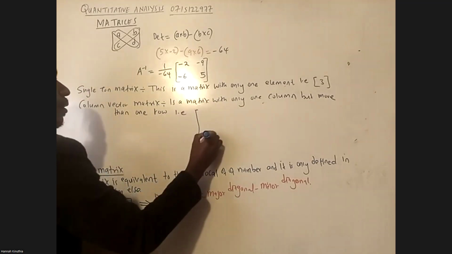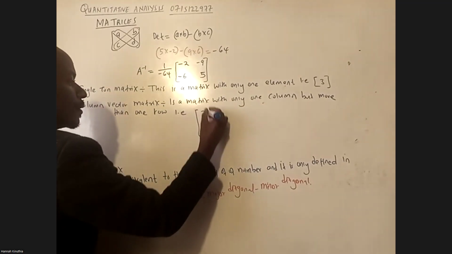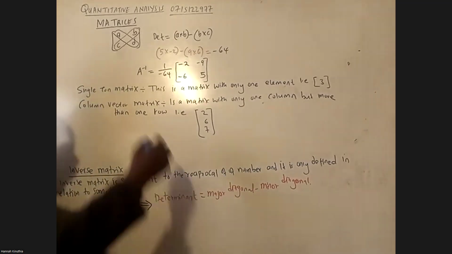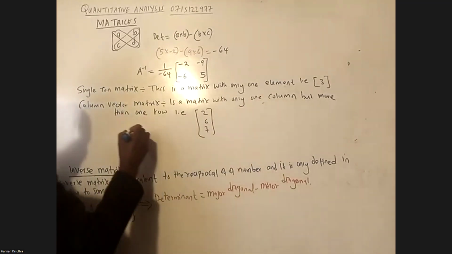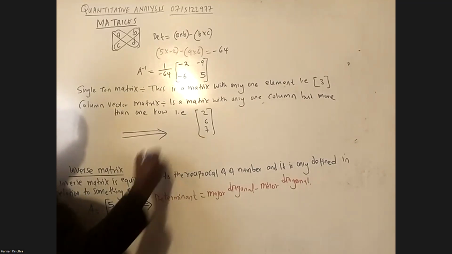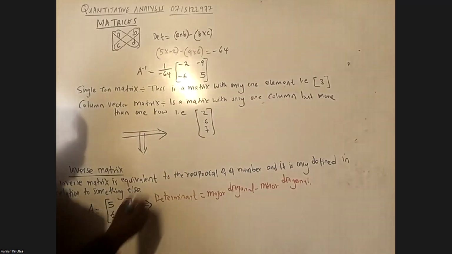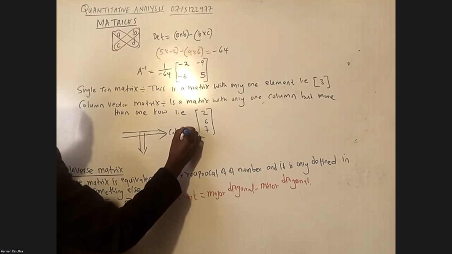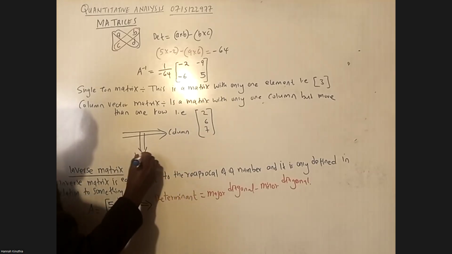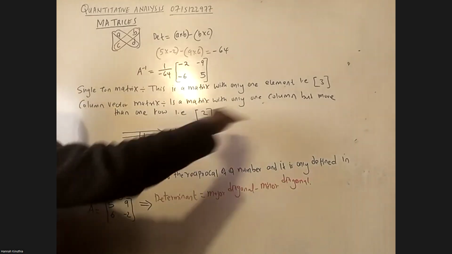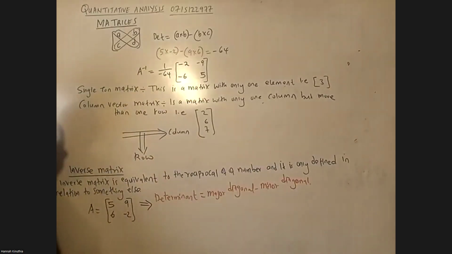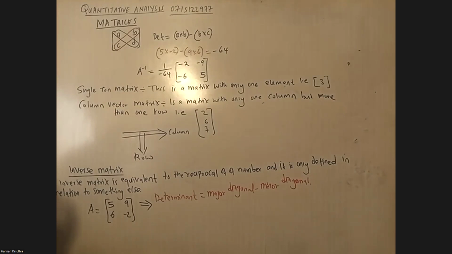For example, 2, 6, 7. Now the column goes this way. Column means this way. If you go this way, it is one column, but if you go downwards, it is rows. So this one is a column. Going downwards is rows. So this is a matrix with only one column, but with many rows.